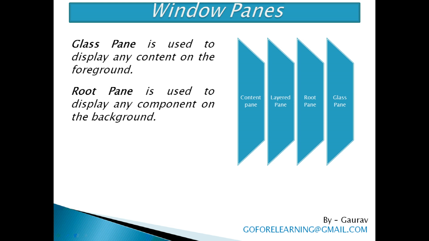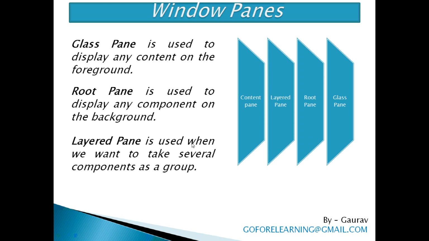Another one is the root pane. This pane is below the glass pane. Any component that needs to be displayed in the background is attached to this root pane. Root pane and glass pane are also used in animations. For example, a flying bird in GIF format can be displayed in the glass pane, and the light blue sky can be displayed in the root pane. You understand? The background light blue sky can be displayed in the root pane.